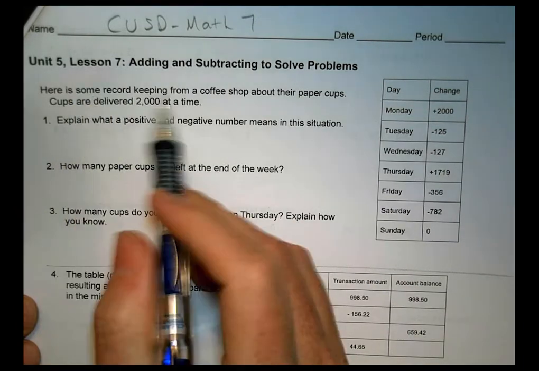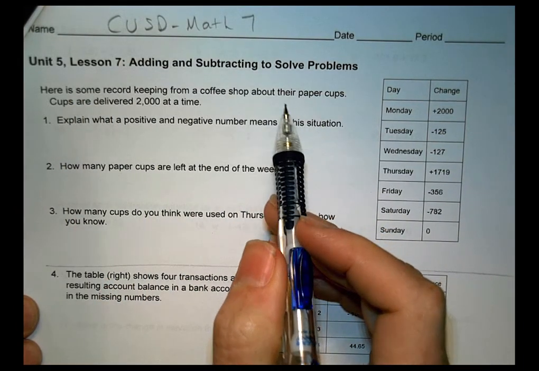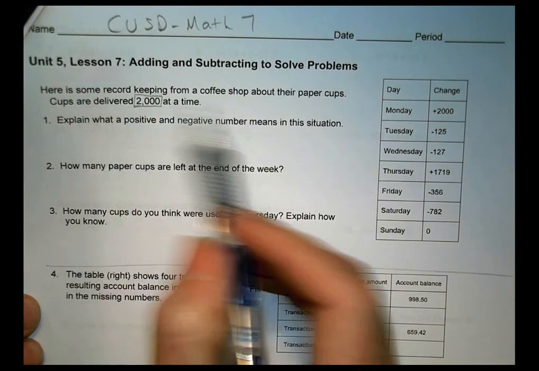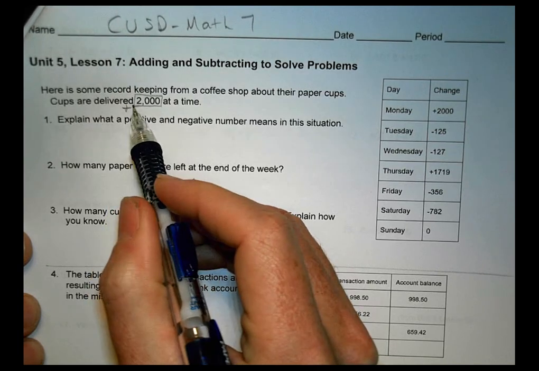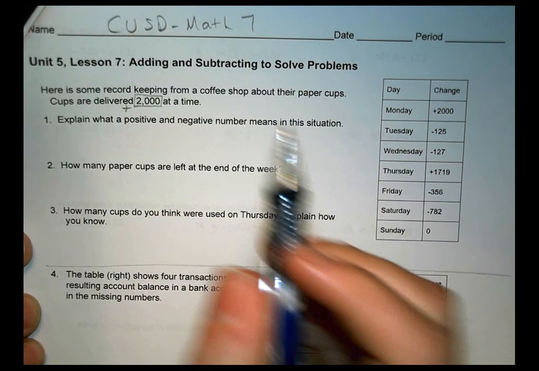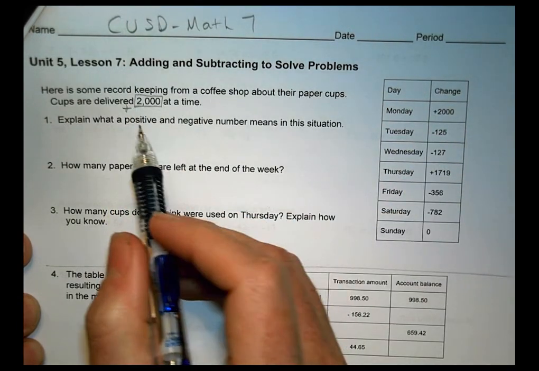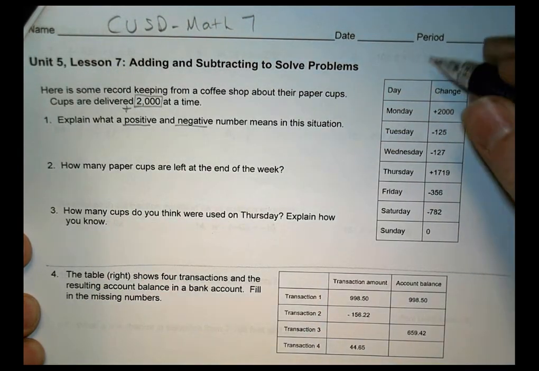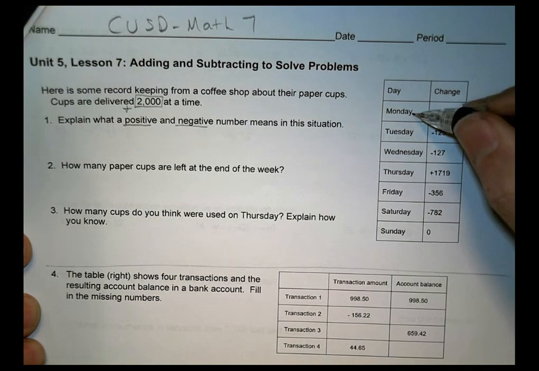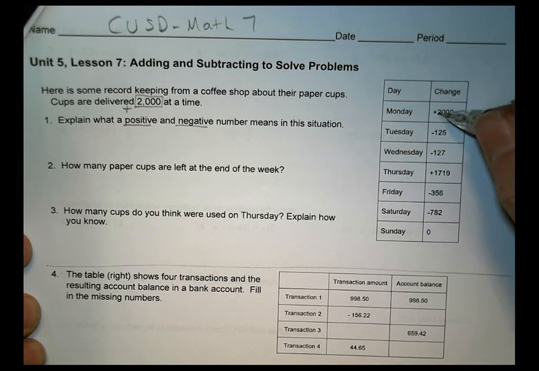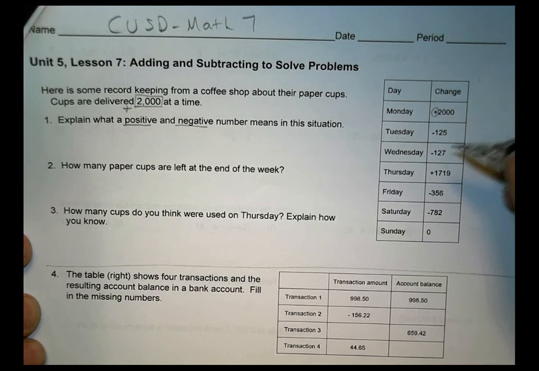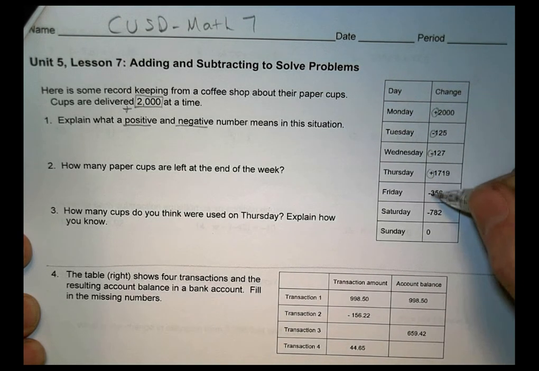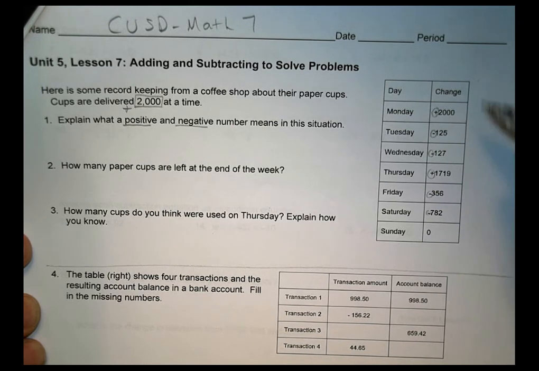It says here is some record keeping from a coffee shop about their paper cups. The cups are delivered 2,000 at a time. So they get 2,000 new cups when they get a delivery. So they get an addition there to that. You want to look at the table here, and it says to explain what a positive and a negative number means in the situation. And when you look at the table, you see various days of the week, and you can see changes happening. We have a positive change here of positive 2,000. We have a negative number here, a negative, a positive, a negative, a negative, and then nothing happening here.